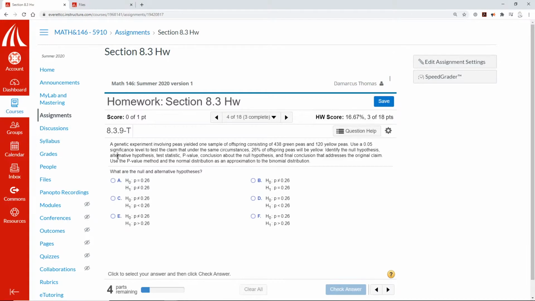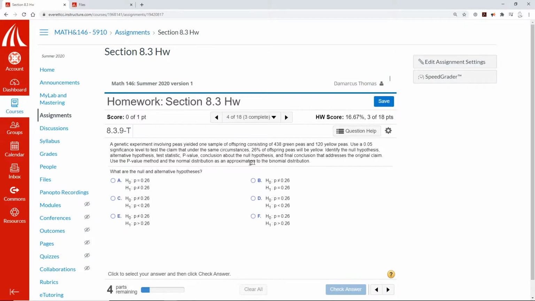Same type of problem. You have to set up the null and the alternative. A genetic experiment involving peas yielded one sample of offspring consisting of 438 green peas, 120 yellow peas. Use a 0.05 significance level to test the claim that under the same circumstances, 26% of offspring peas will be yellow. Identify the null and the alternative.